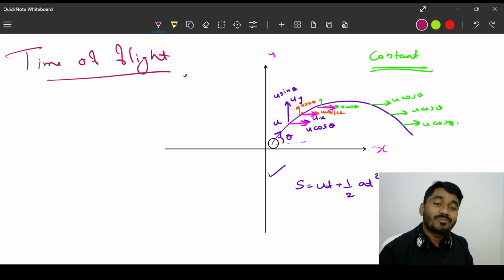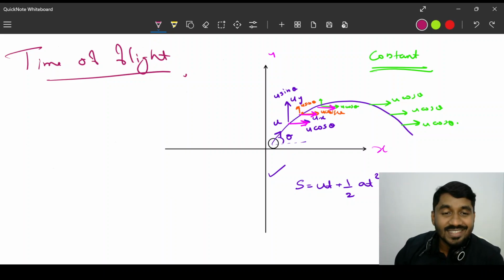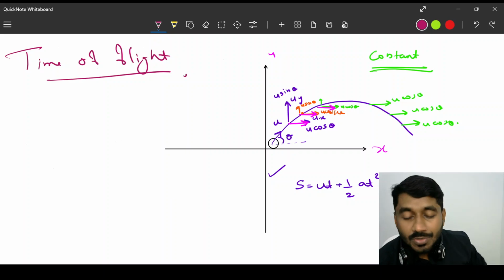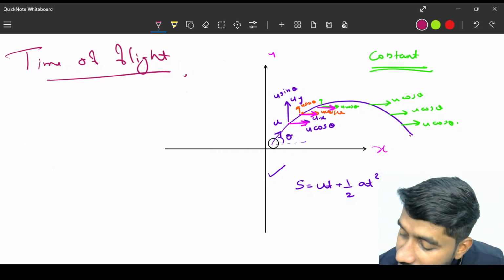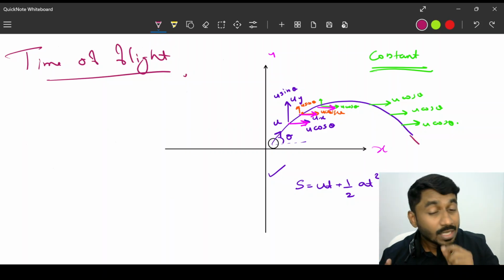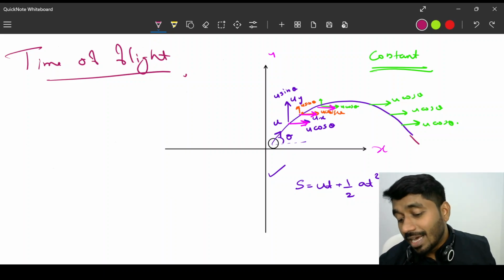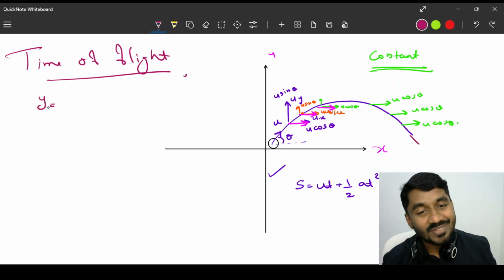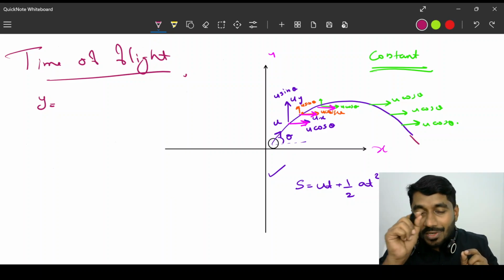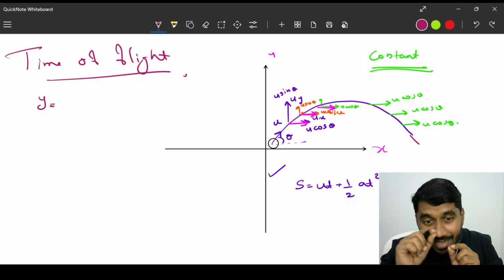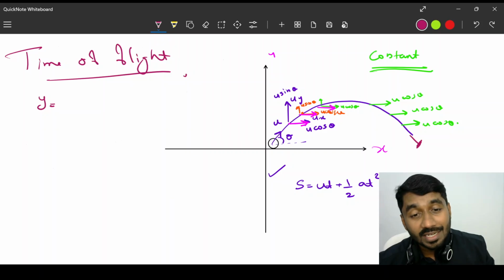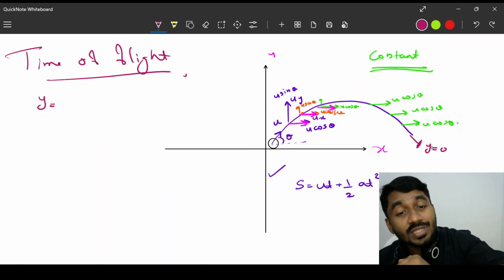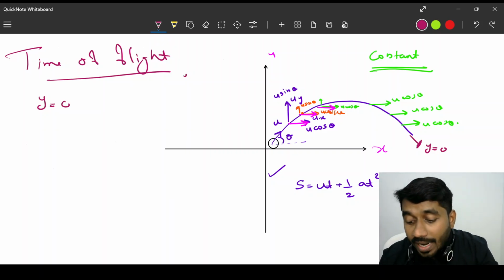What is the time of flight of projectile motion? I'm going to first find the total time of flight. Which equation do we need to use? I'm taking the y displacement. After completing the total projectile motion, the y displacement will be 0. At this point, y displacement is 0. Why? Because it is coming back to the ground. So take that clue, y displacement 0.